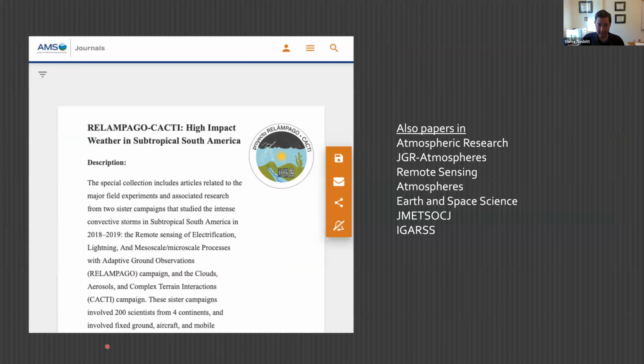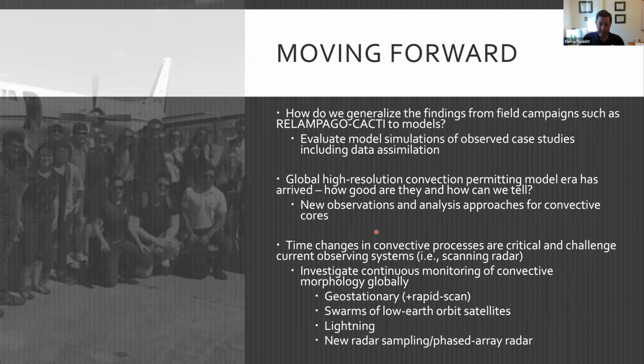So kind of in closing here, I want to make sure, if you're interested in this study, we have a special collection in the AMS journals. I think it's up to about 35 papers right now. And we also have papers in some of the other journals if you're interested in some of the other aspects of RELAMPAGO-CACTI. In the future, we're continuing to work on this data. It's a gold mine, and I think there'll be many more papers that come out of this effort.